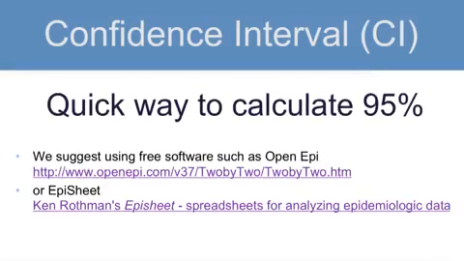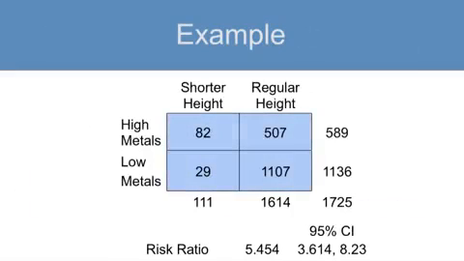Now, how do you calculate the 95% confidence intervals associated with this risk ratio? One possibility is with this free software, and you could either use OpenEpi or EpiSheet, and the two links are provided here. So using the free software, we plug in the numbers to our 2x2 table and calculate the 95% confidence interval. In this example, for the risk ratio of 5.45, the 95% confidence interval is 3.614 to 8.23.